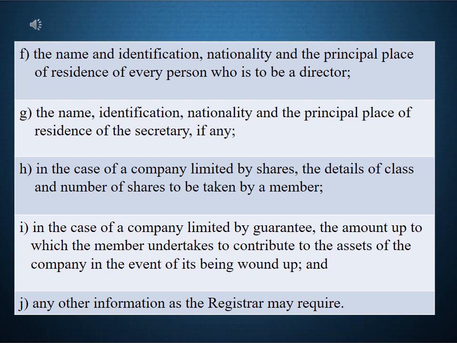Other particulars which you also need to include are the name, identification, nationality, and principal place of residence for each director and secretary, and in the case of a company limited by shares, the details of the class of shares such as ordinary shares, preference shares, and the number of shares to be taken by a member. In the case of a company limited by guarantee, the amount up to which the member undertakes to contribute to the assets of the company in the event the company is being wound up, and it can also be any other information as the registrar may require.